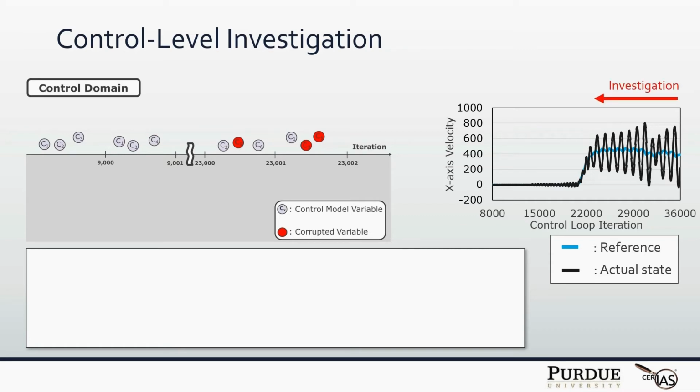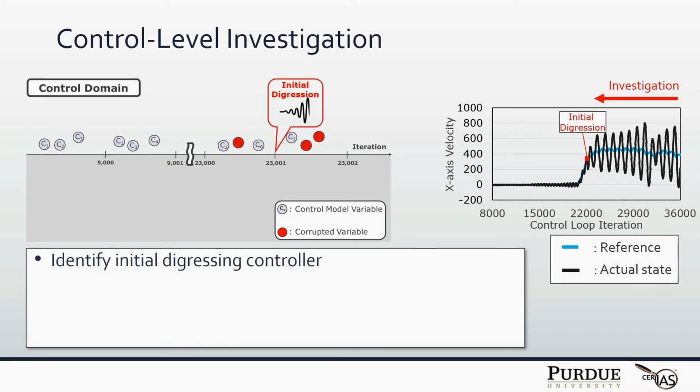Among all the malfunctioning controllers, MAYDAY will use the control logs to identify the first one that went wrong or digressing. We call it the initial digression controller. We also determine the corrupted control variable shown as the red color nodes in the figure on the left. In this specific example, the initial digression controller is the x-axis velocity controller. The corrupted control variable is x-axis state variable because it cannot track the velocity reference. The control log also tells us the initial digression time represented by the control loop iteration.